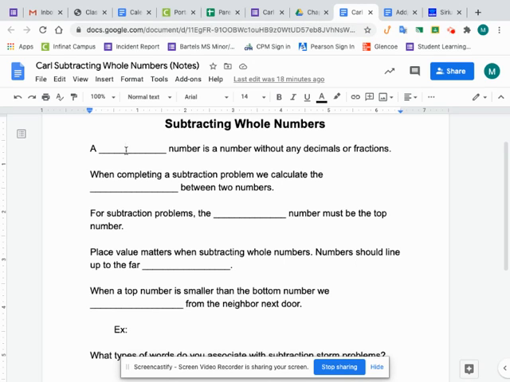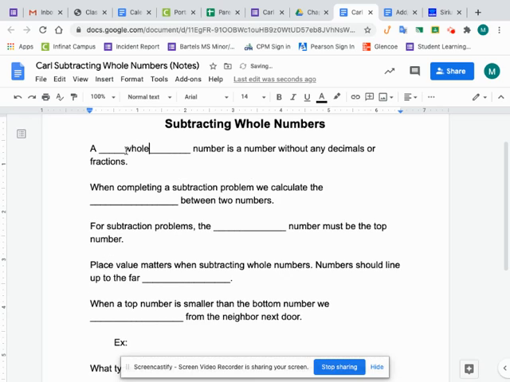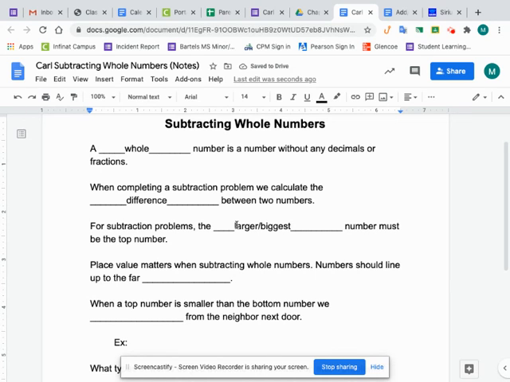Subtracting whole numbers is basically the same as adding whole numbers, you just are subtracting. A whole number is a number without any decimals or fractions. When completing a subtraction problem, we calculate the difference between two numbers. So adding is the sum, subtracting is the difference. For a subtraction problem, though, the larger or biggest number must be the top number.